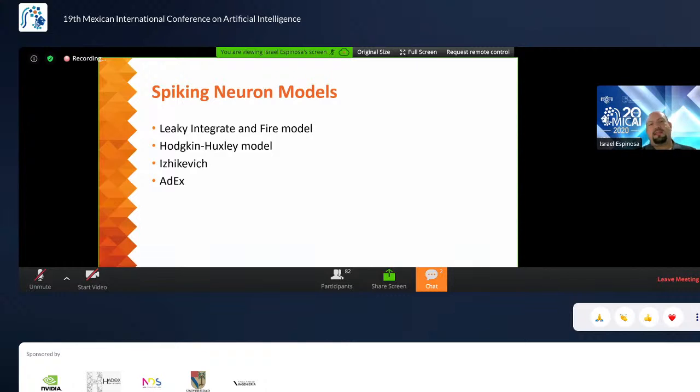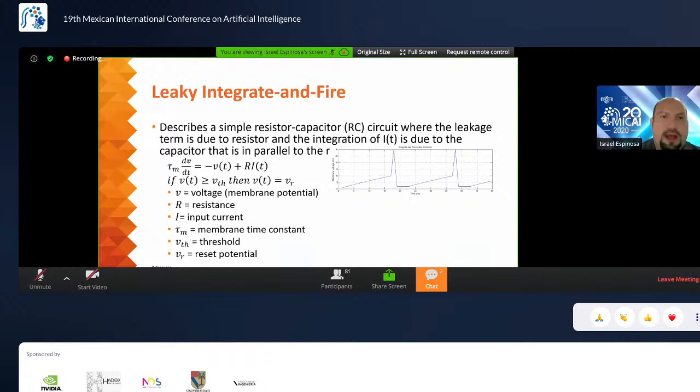And the fourth one is the adaptive exponential integrate-and-fire model, or the AdEx model, that is the leaky integrate-and-fire model but with an adaptive threshold. This model can also be used for classification and prediction problems, because it doesn't use many floating point operations, and it is biologically plausible, or has some characteristics that are similar to real neurons. So the first one is the leaky integrate-and-fire model.